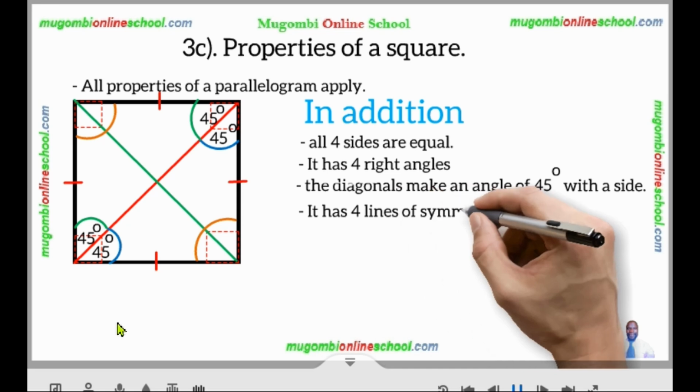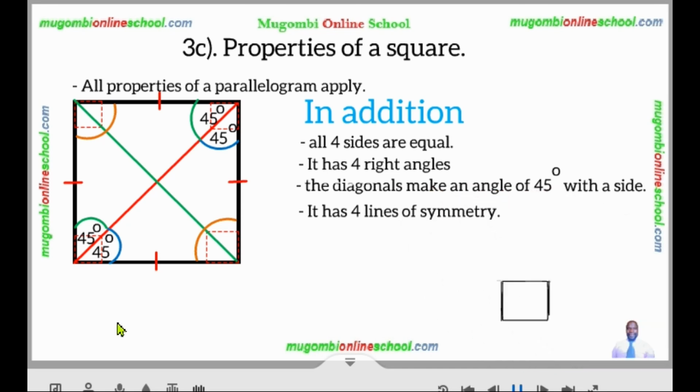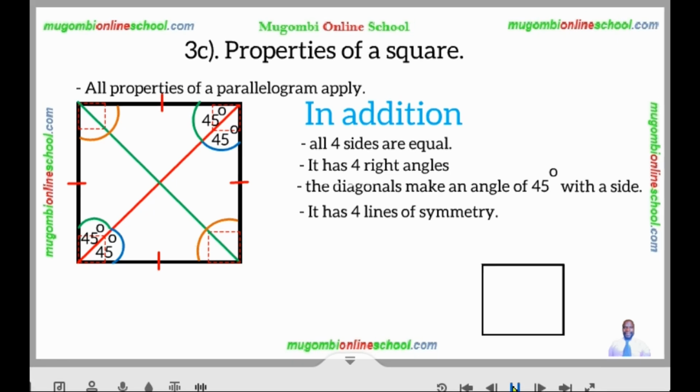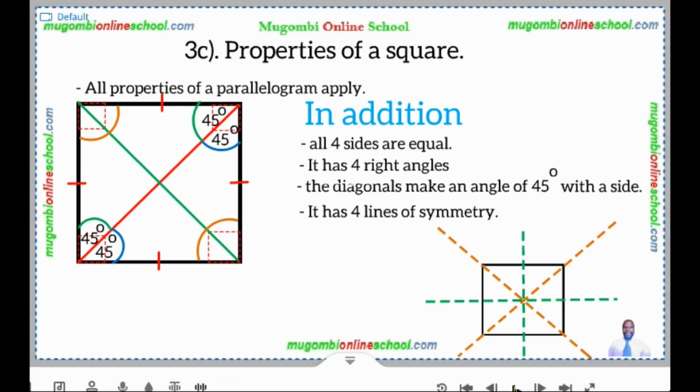Then it has 4 lines of symmetry. Let me explain the concept of lines of symmetry on a separate diagram. If I cut this square along this line, or this line, or this line, or this way, all edges of this square will align perfectly, as I explained earlier using a kite. These are lines of symmetry.